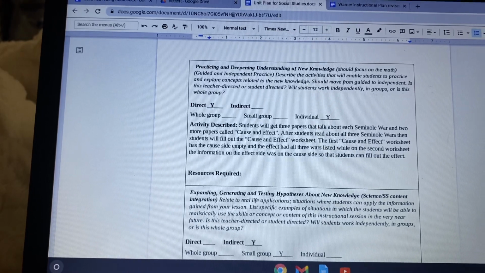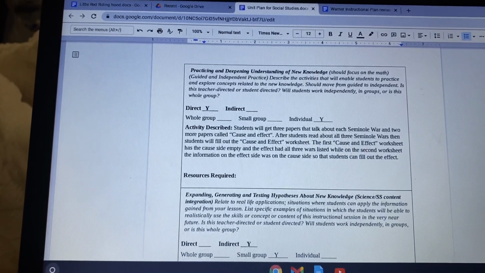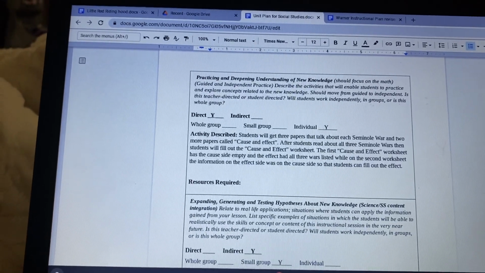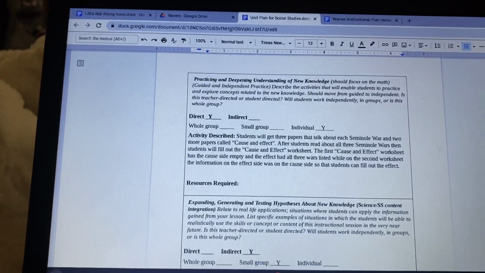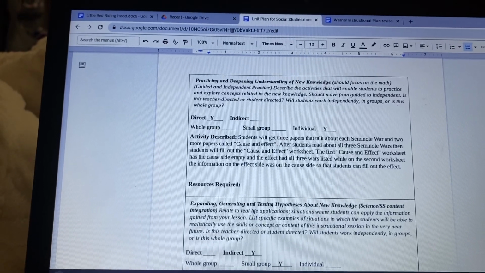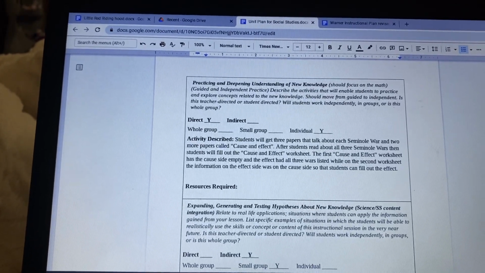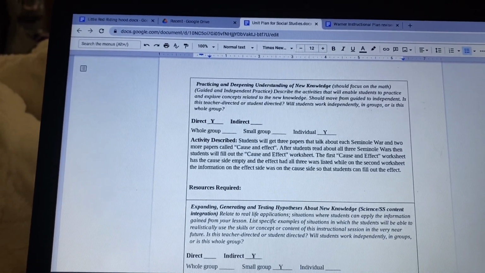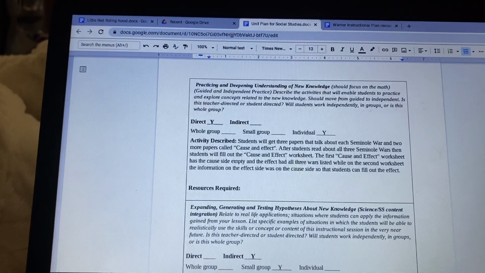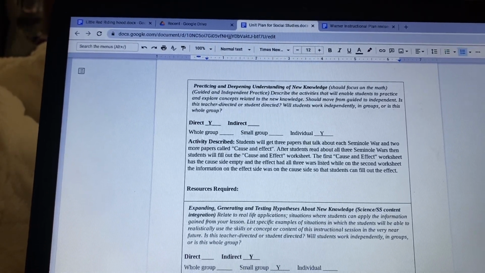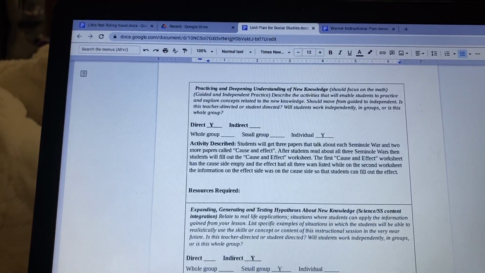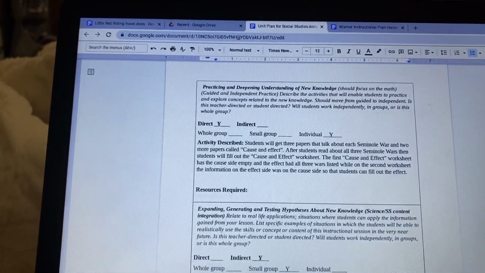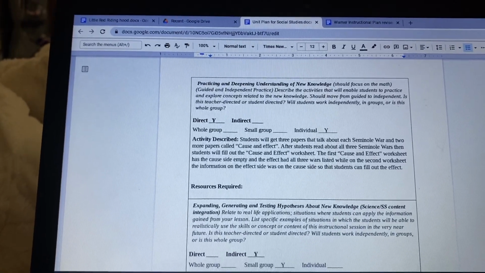For practicing and deepening, I said direct and individual. Students will get 3 papers that talk about each Seminole War and 2 more papers called cause and effect. After students read about all 3 Seminole Wars, they will fill out the cause and effect worksheet. The first cause and effect worksheet has the cause side empty and the effect has all the 3 wars listed, while on the second worksheet, the information on the effect side was on the cause side so that the students can fill out the effect.